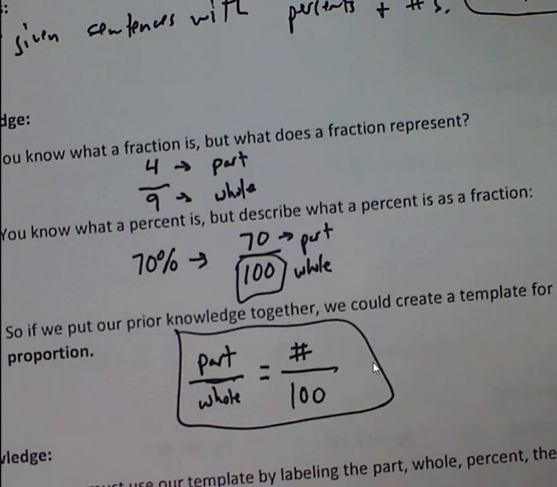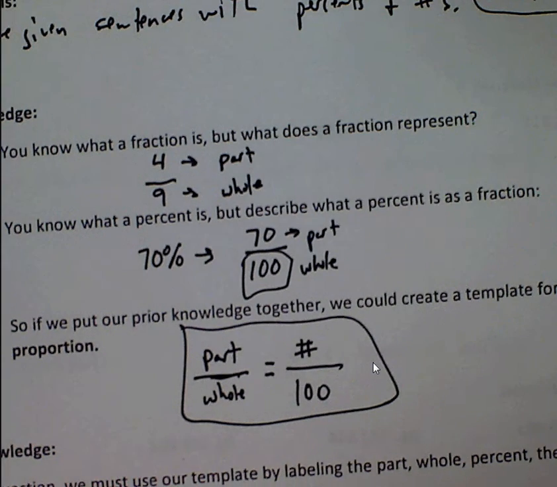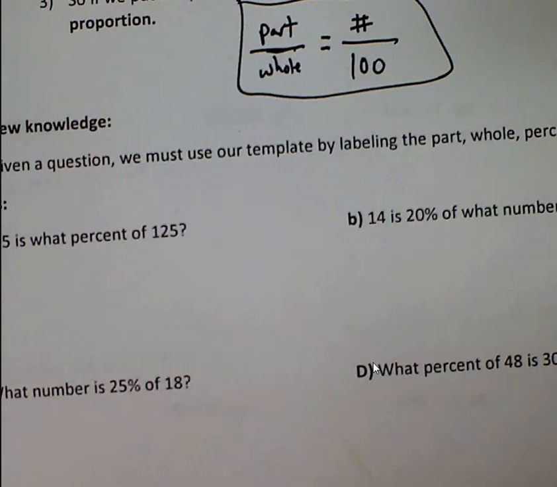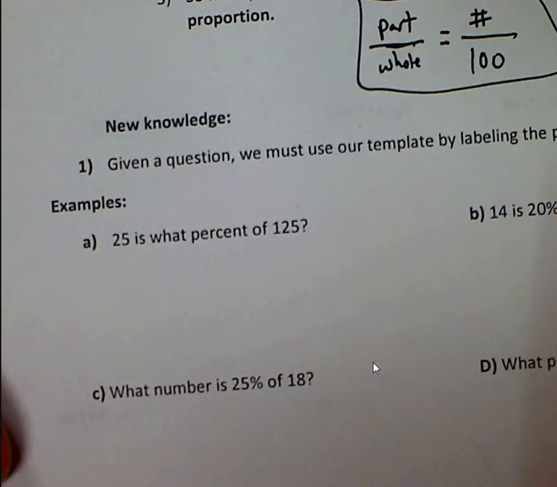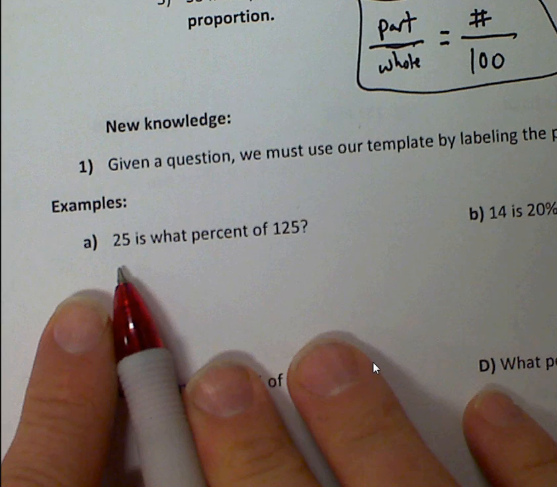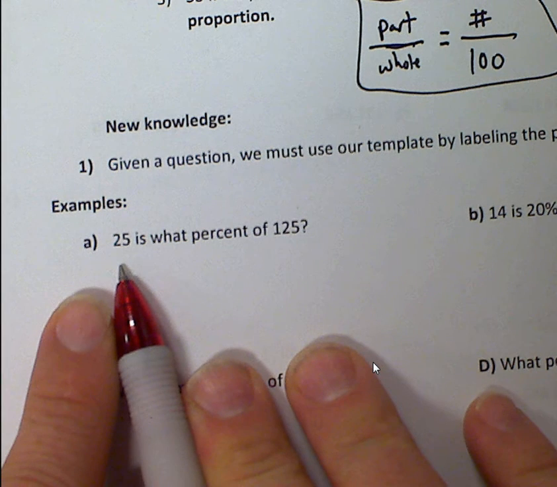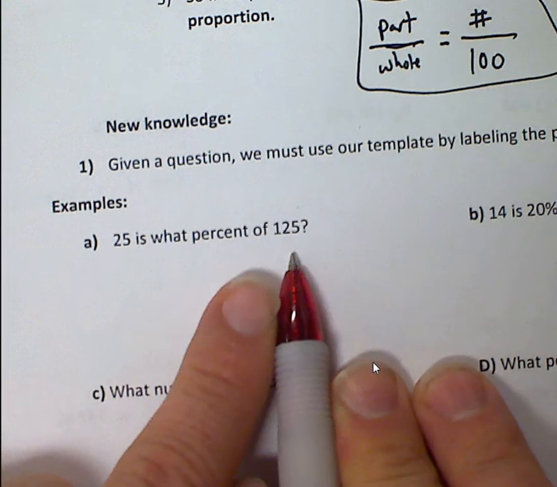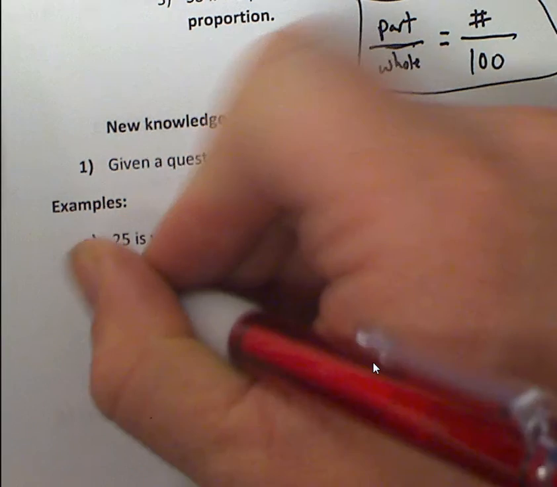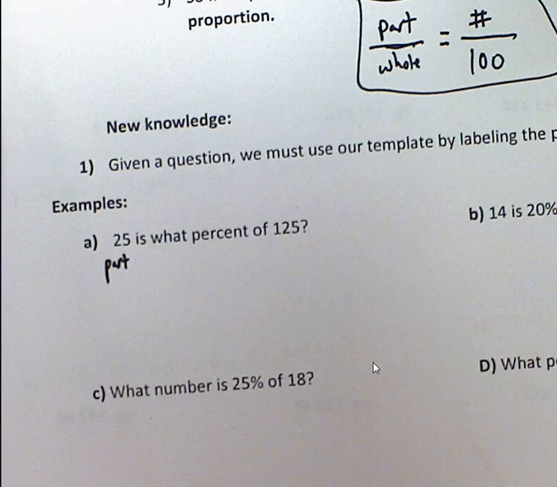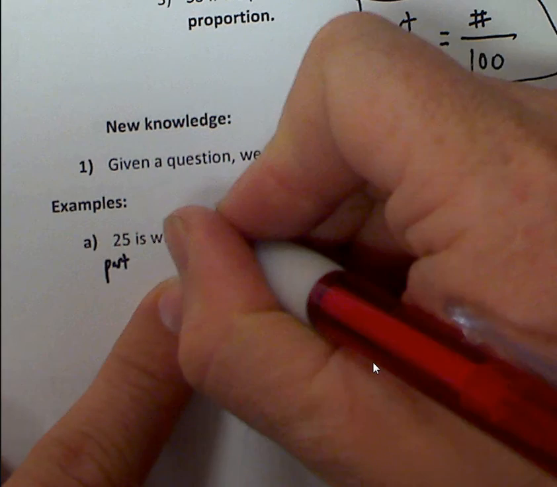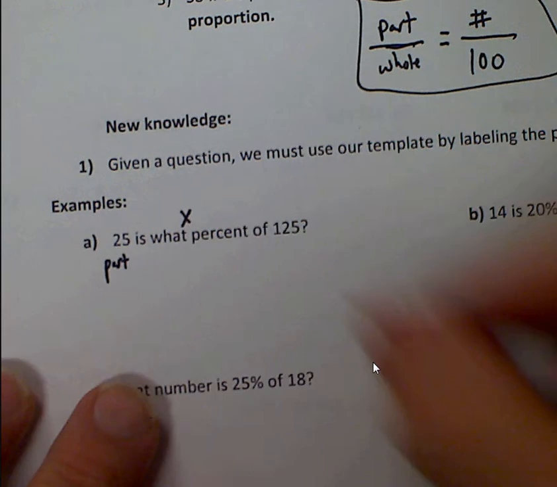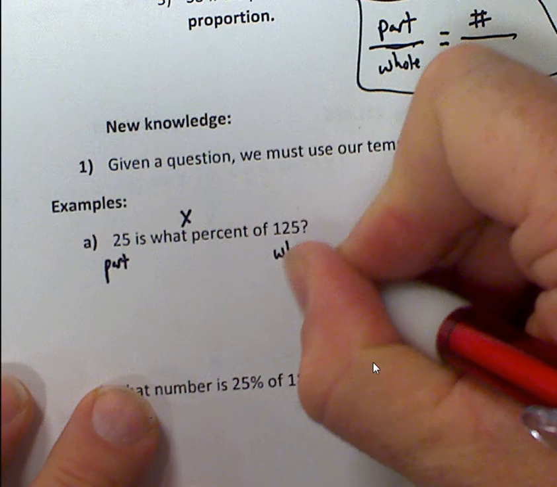So here we go, new knowledge. Given a question, we must use our template to label the part, whole, percent, then solve. On letter A, it says 25 is what percent of 125? 25 would be my part. What percent? I don't know, but that's my percent, right? Of 125 would be my whole.